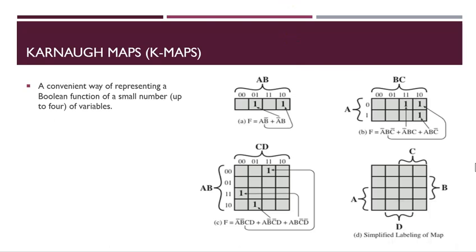Alright, so you already know how many cells you need for specific variables. For 2 variables, you need 4 cells. If 3 variables, you need 8 cells. For 4 variables, you need 16 cells. So you already know how to determine how many cells for the given variables.